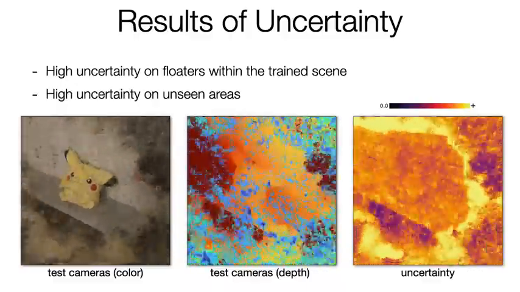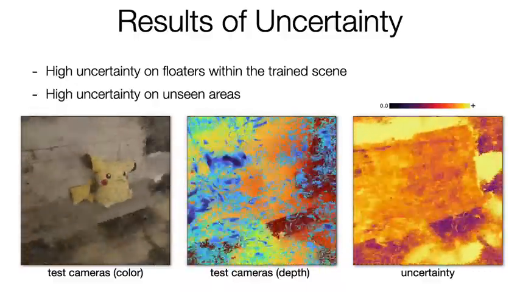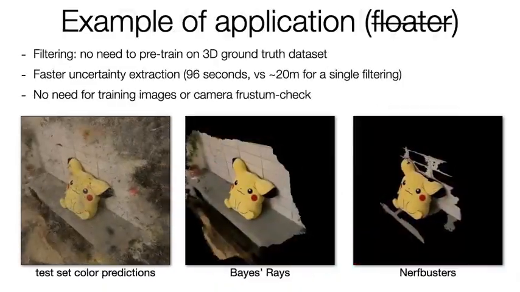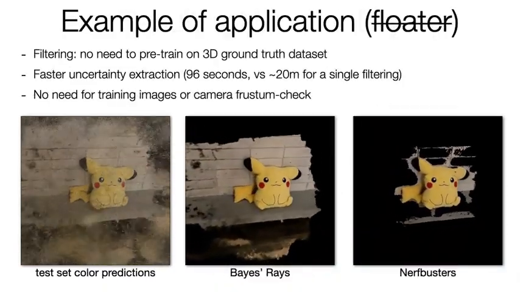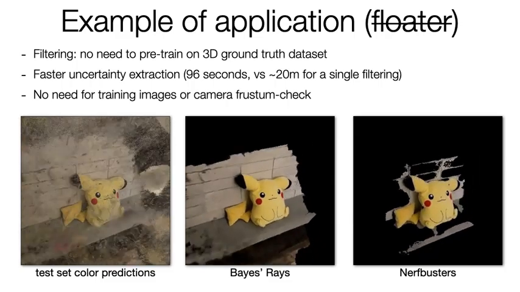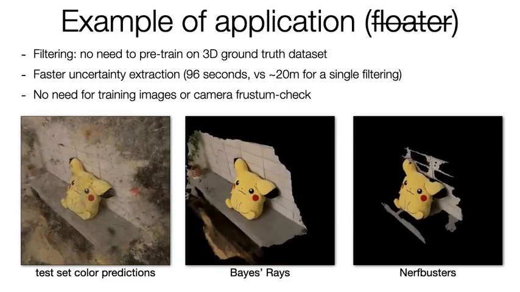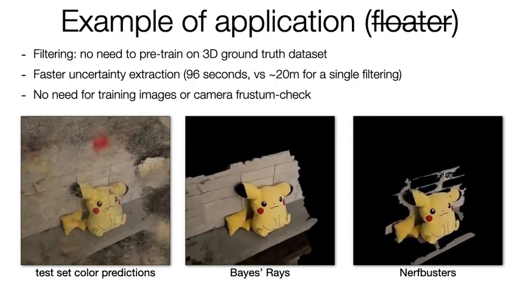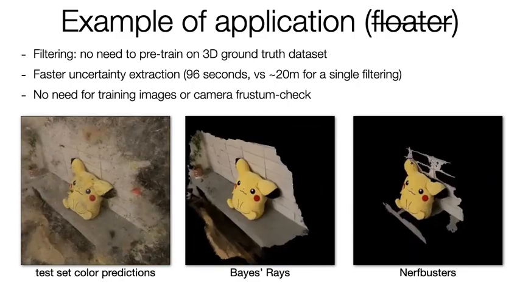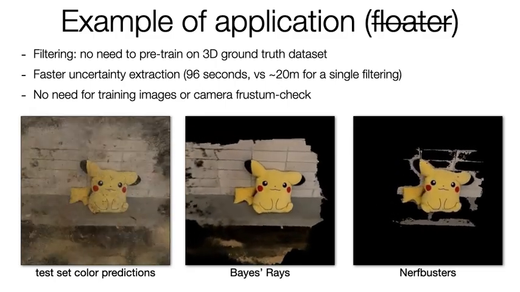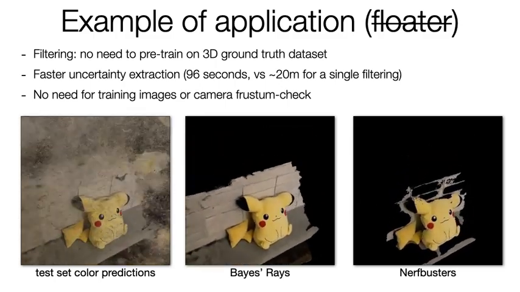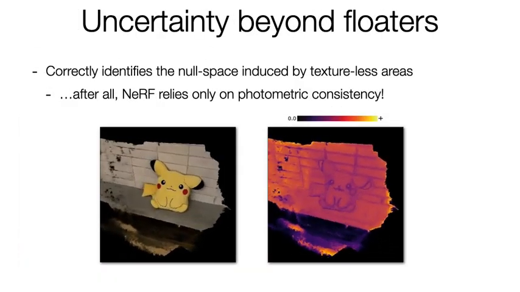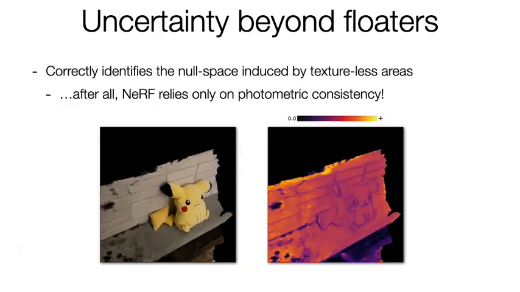Here are some results. We can find uncertainty both on floaters within the scene and on the unseen areas. We can threshold the spatial uncertainty values in volume rendering to remove the floaters. Our uncertainty extraction does not rely on pre-trained models for denoising, and it only takes less than 2 minutes to run on a scene. Further, we do not need any access to training images or to perform explicit frustum checks against the training cameras. Additionally, our method correctly identifies high uncertainty on textureless areas.